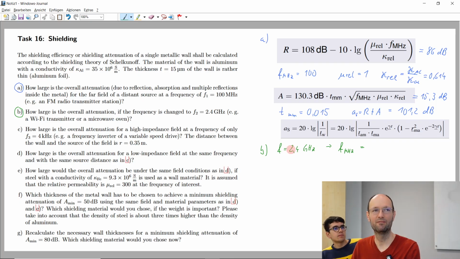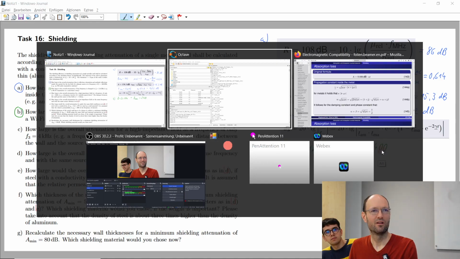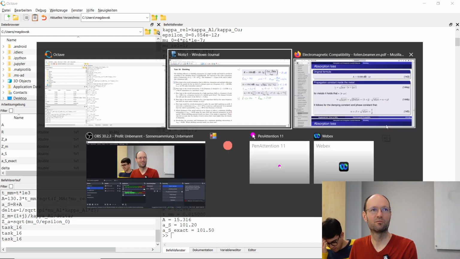If we have a frequency of 2.4 gigahertz, which is, as said here, Wi-Fi transmitter, microwave oven, Bluetooth, how many megahertz will it be? It will be 2.4, yeah, it's 2,400. Okay. And so now we need to insert this back.